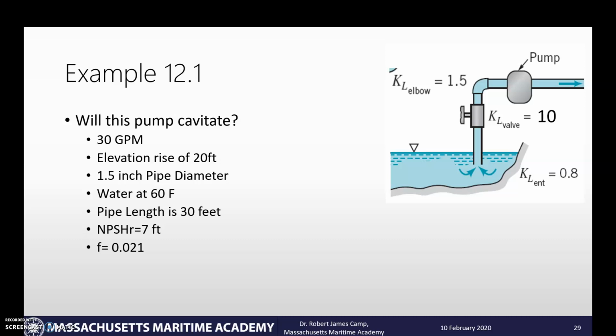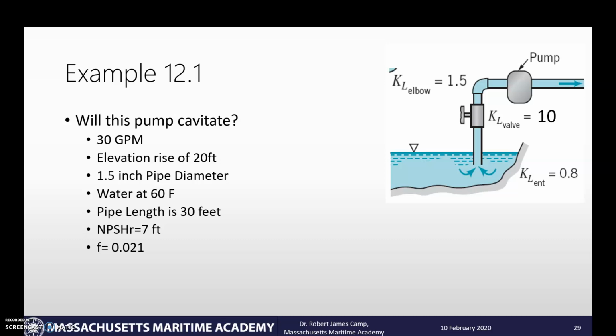Will this pump cavitate? It's operating at 30 gallons a minute. There's an elevation rise of 20 feet. It's a 1.5 inch diameter pipe, water at 60 degrees Fahrenheit. The total pipe length before the pump is 30 feet. The pump requires 7 feet of net positive suction head, and the Darcy friction factor is 0.021.